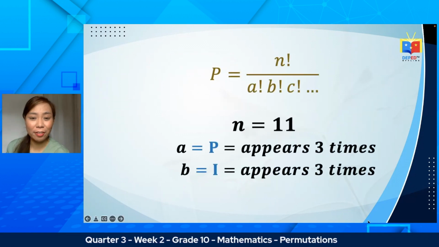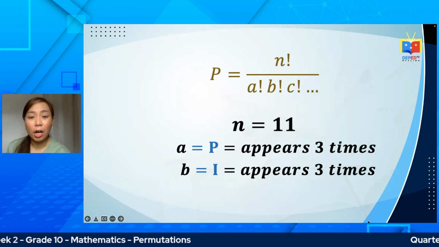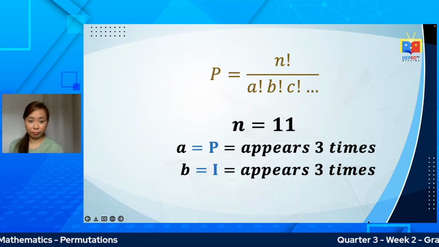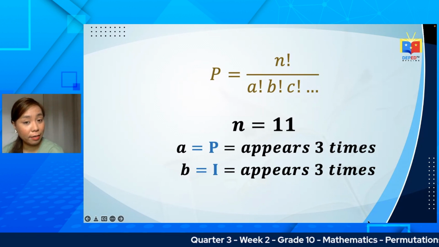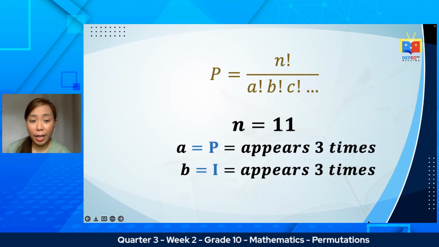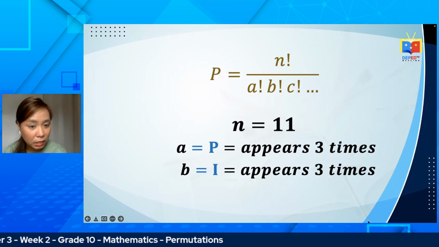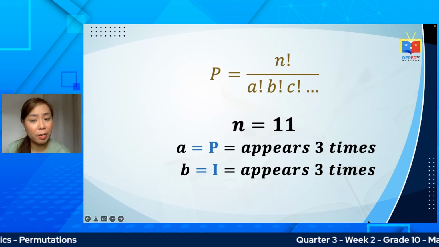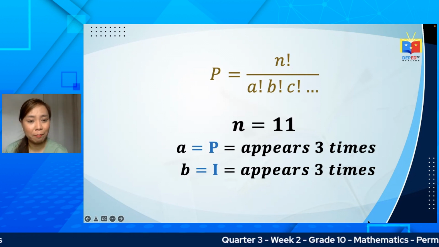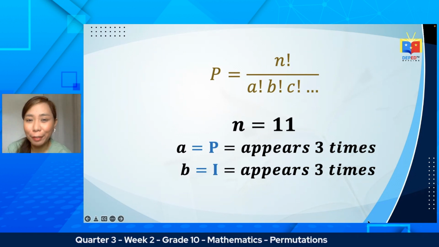For our solution, we just simply have to identify your N and the letter of the repeated object. So we have here N equals 11. Our A here represents P, which appears 3 times in Philippines. And our B represents I, that also appears 3 times in Philippines. So there are only 2 letters repeated in the word Philippines.